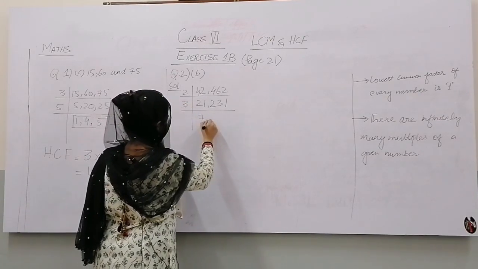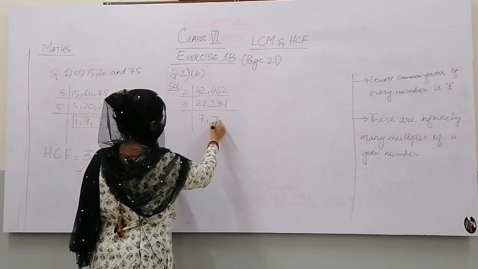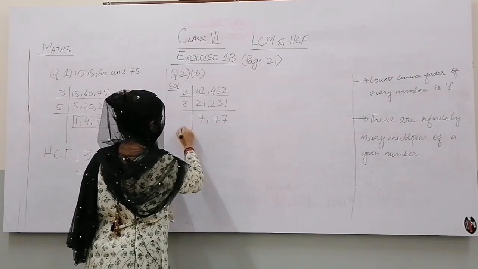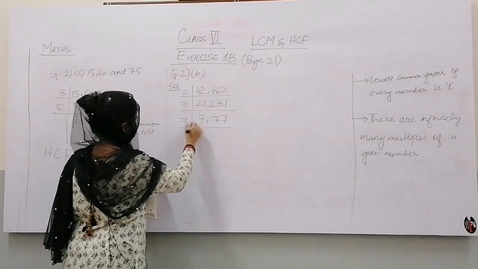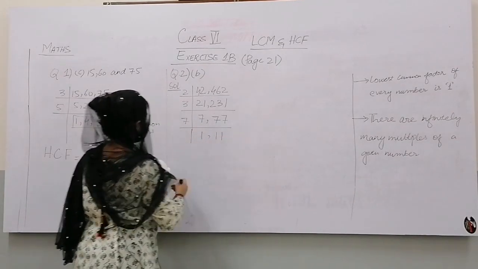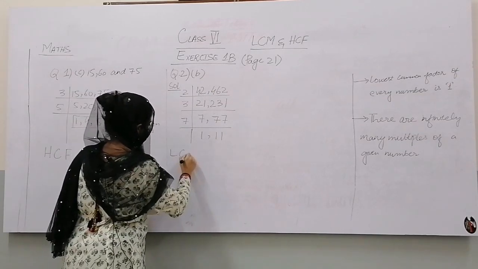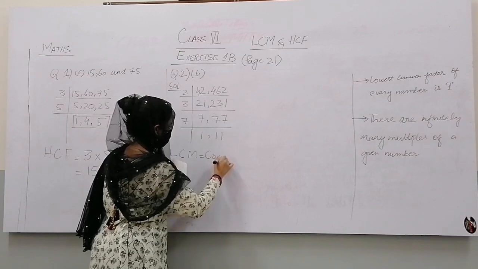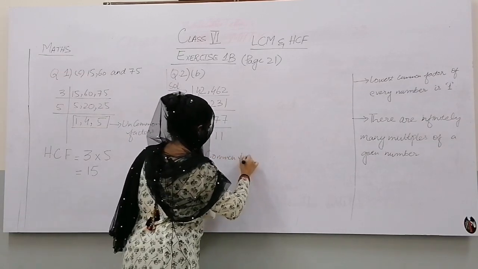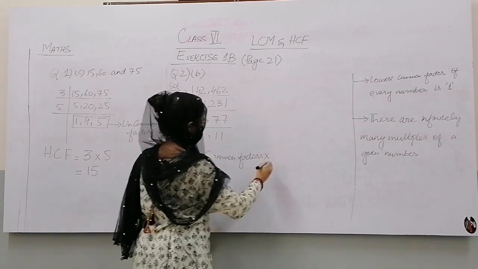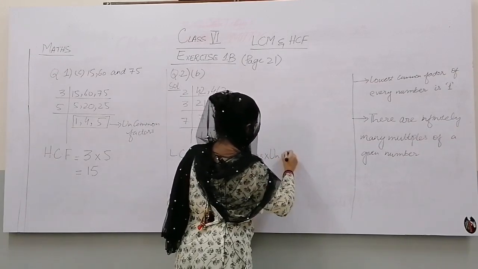Three sevens are 21. LCM basically is common factors.